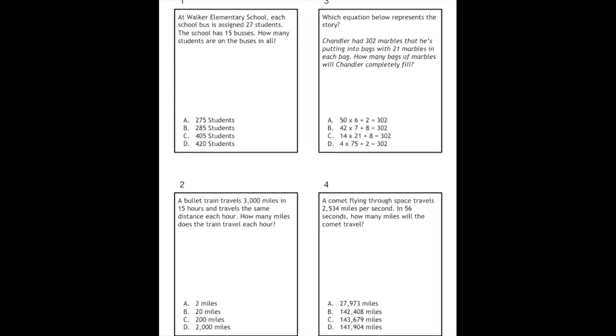Number 2. A bullet train travels 1,000 miles in 15 hours and travels the same distance each hour. How many miles does the train travel each hour? A. 2 miles. B. 20 miles. C. 200 miles. D. 2,000 miles.